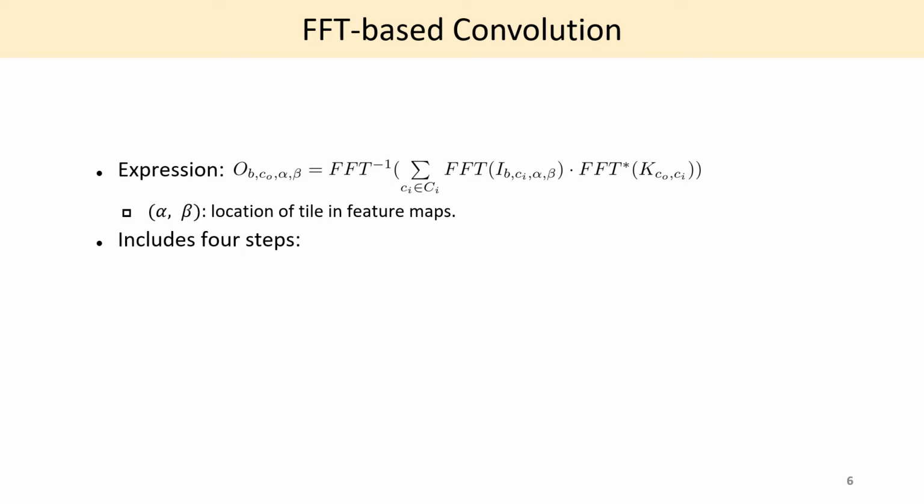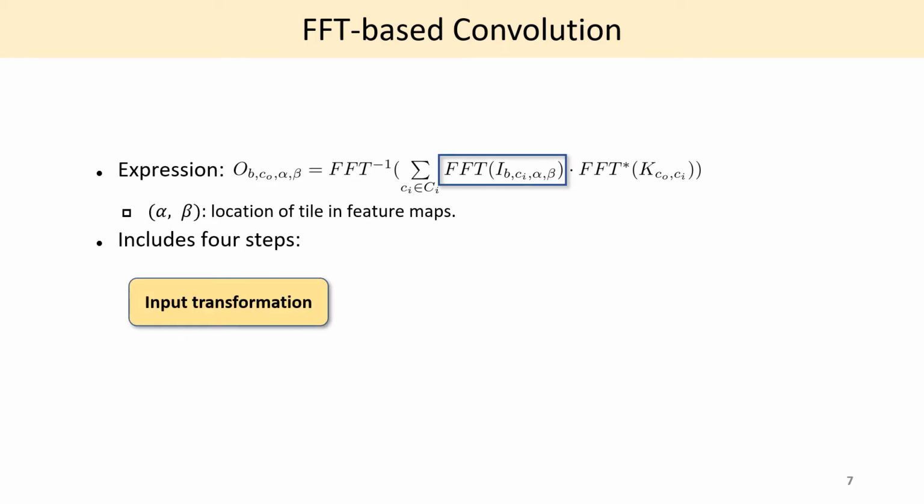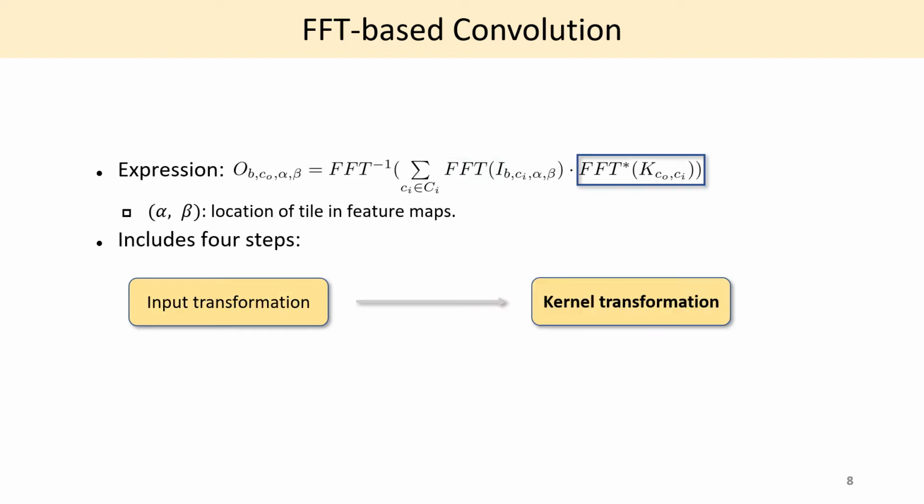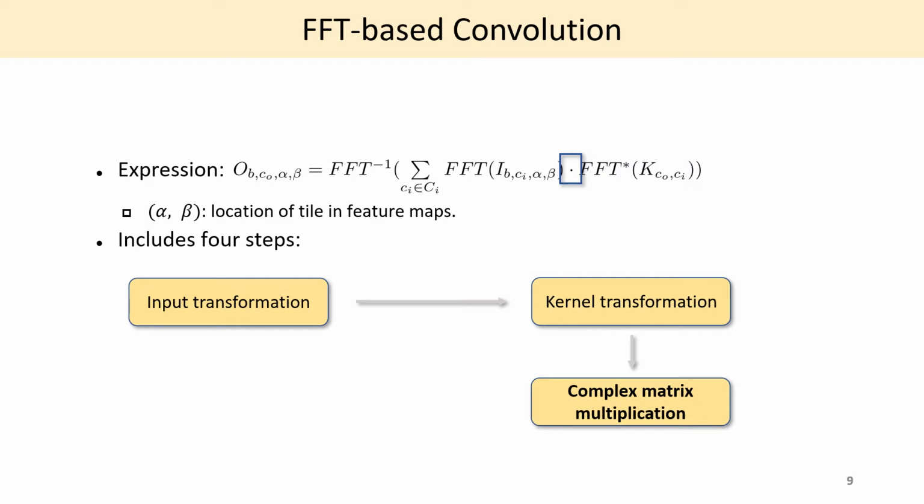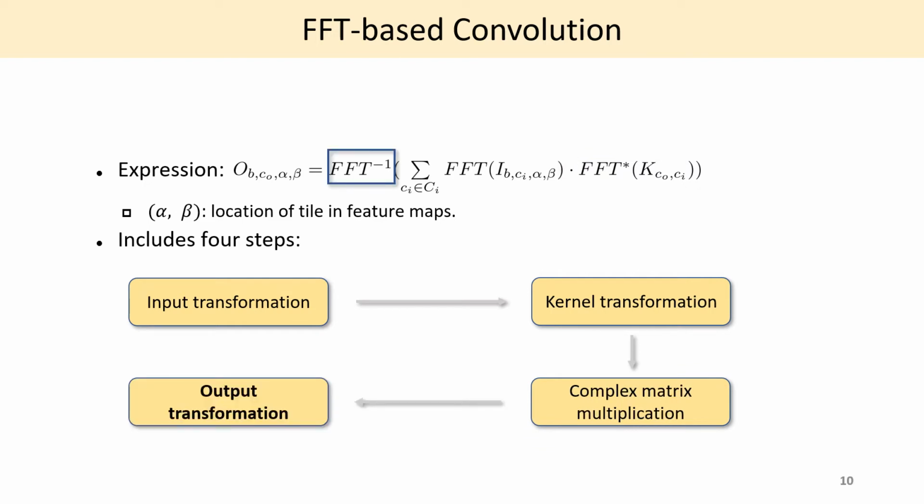FFT convolution consists of 4 steps: input transformation, kernel transformation, complex matrix multiplication, output transformation.